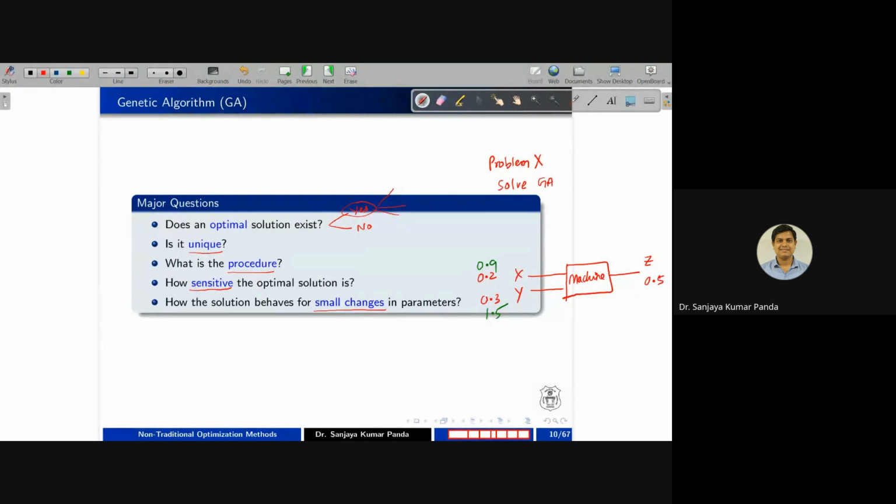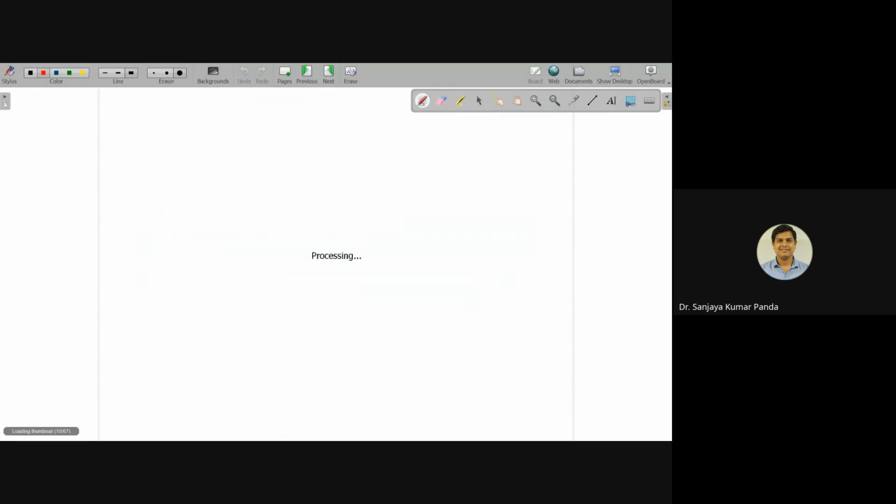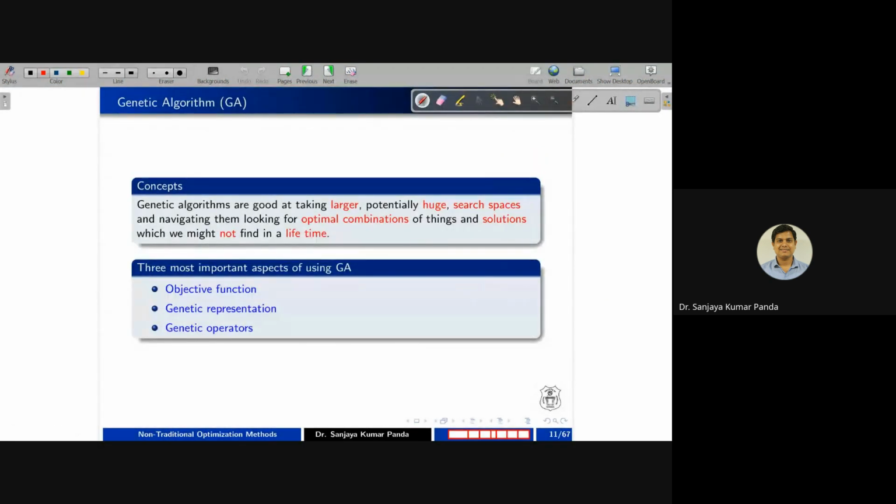So if you change it, whether it is sensitive or not, or whether small changes impact our solution largely or not, that also you need to address in the case of genetic algorithm. So when to apply genetic algorithm, that is more important. Irrespective of research domain, you cannot apply the optimization algorithm. Okay, simply applying an optimization algorithm is not at all a solution.